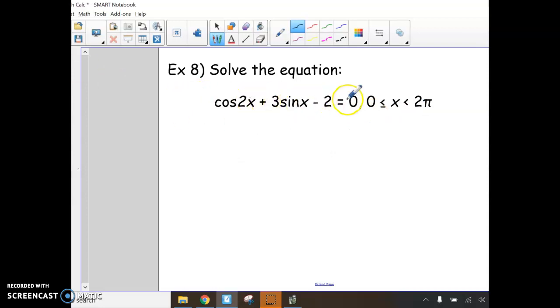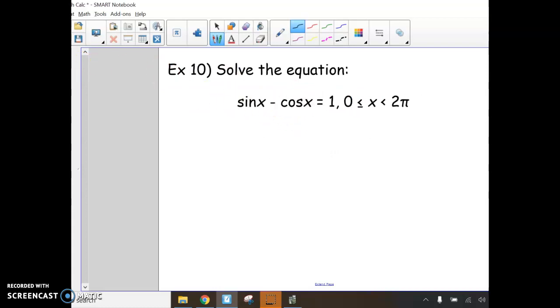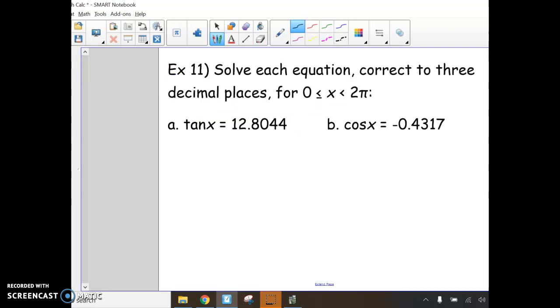This would be the same thing. Type it in, find your zeros. You should be good there. I'm going to look at number 11 because the rest are very similar. 11 is where a lot of people struggled on their test.